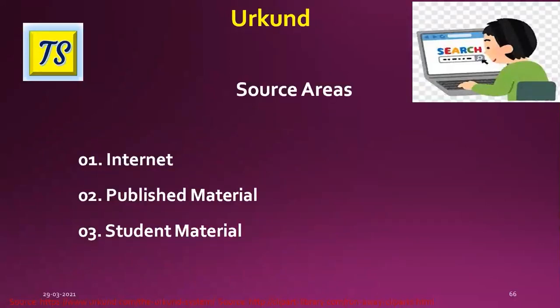The major source areas are categorized in 3 types. These 3 areas are often covered by the plagiarism checkers. First, internet, the online based resources. It uses internet to access all resources. Second, the published materials, sometimes the printed materials you may have referred. Unless it exists online, it would not be covered by the plagiarism detectors.